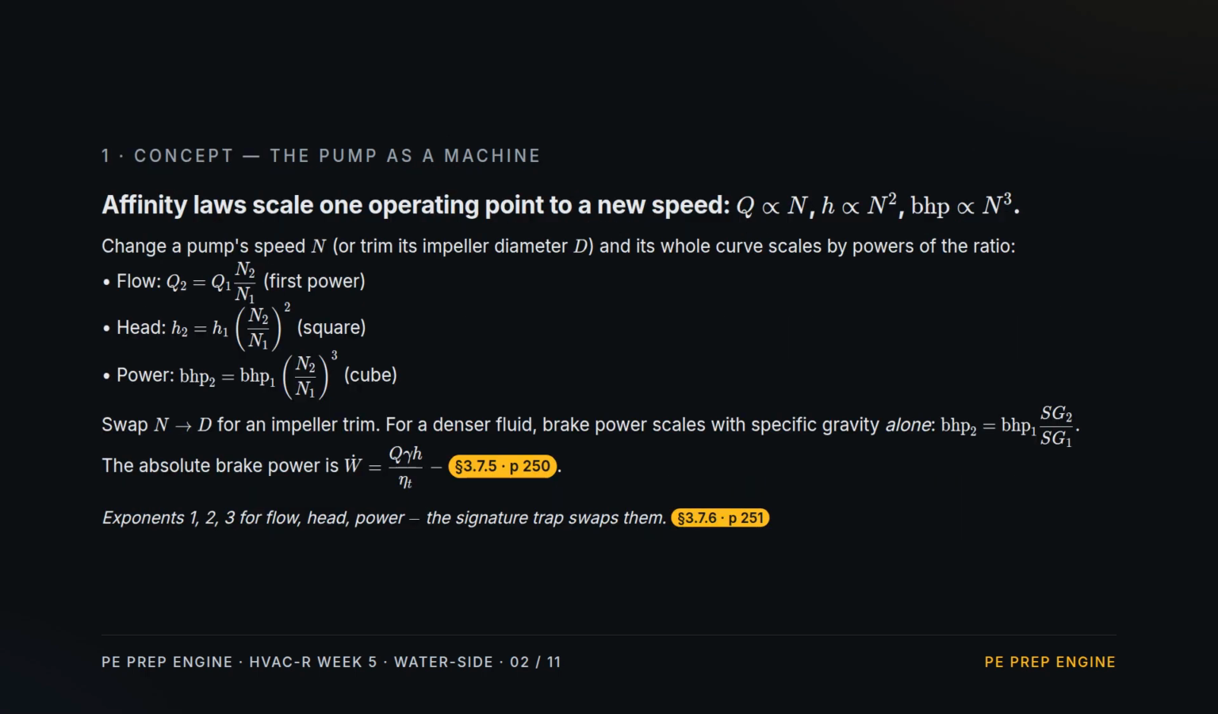Concept 1. The pump as a machine. Change the speed or trim the impeller, and the whole curve scales by powers of the ratio. Flow with the first power, head with the square, brake power with the cube. Swap N for D to trim the impeller. A denser fluid changes only the brake power, scaling with specific gravity, and the absolute brake power itself is flow times specific weight times head over efficiency.